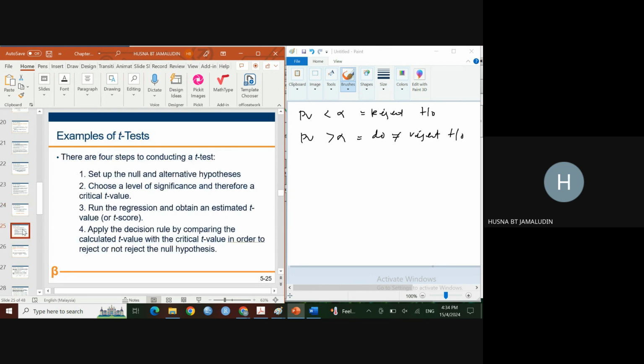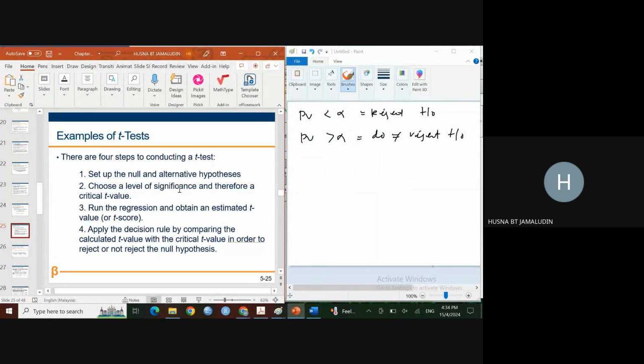Examples of the t-test. There are 4 steps to conduct a t-test. First, you have to set up the null and alternate hypothesis. Of course, you have to. If you still remember the steps in statistics, how many steps do you have if you want to conduct a hypothesis test? Anyone? Oh, you don't remember? In statistics, you have 6 steps. Here they just give you a rough idea, but if you want to conduct the hypothesis testing properly, you have 6 steps.